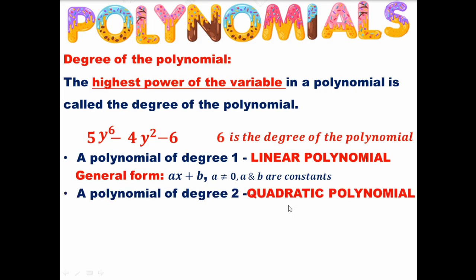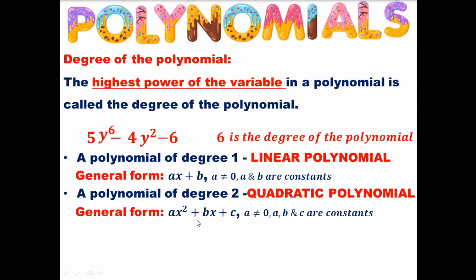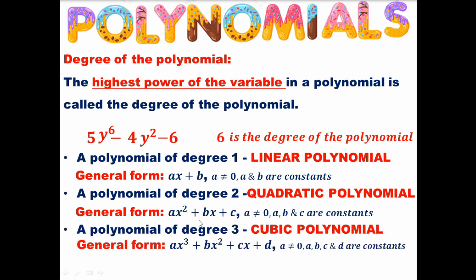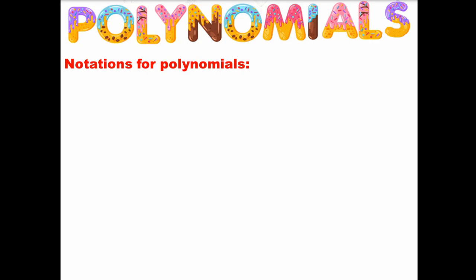Similarly, if the polynomial has degree 2, it's called a quadratic polynomial, and its general form is ax square plus bx plus c, again with the restriction a not equal to 0, because only then will you get degree 2. Then a polynomial of degree 3 is called a cubic polynomial, and its general form is ax cube plus bx square plus cx plus d with a not equal to 0 again, so that you get degree 3. So depending upon the degree, a polynomial can be named as linear, quadratic or cubic.